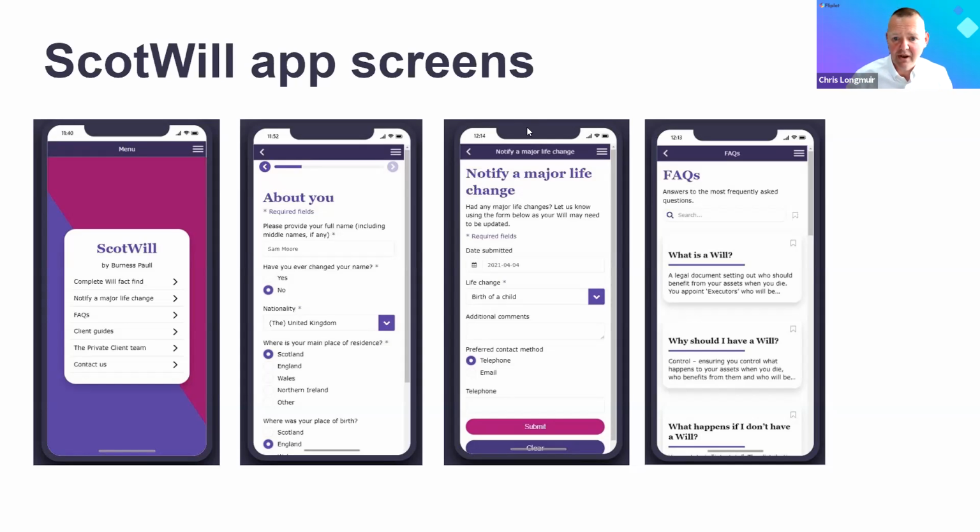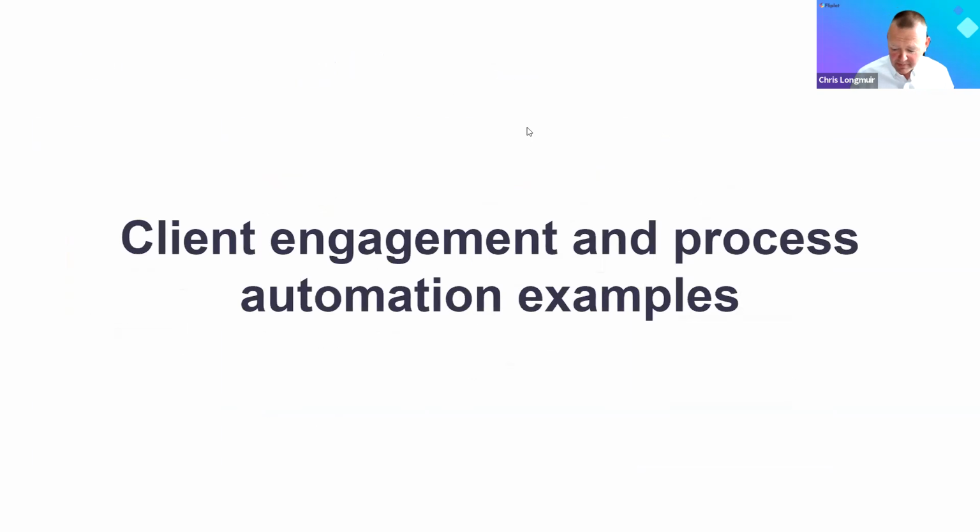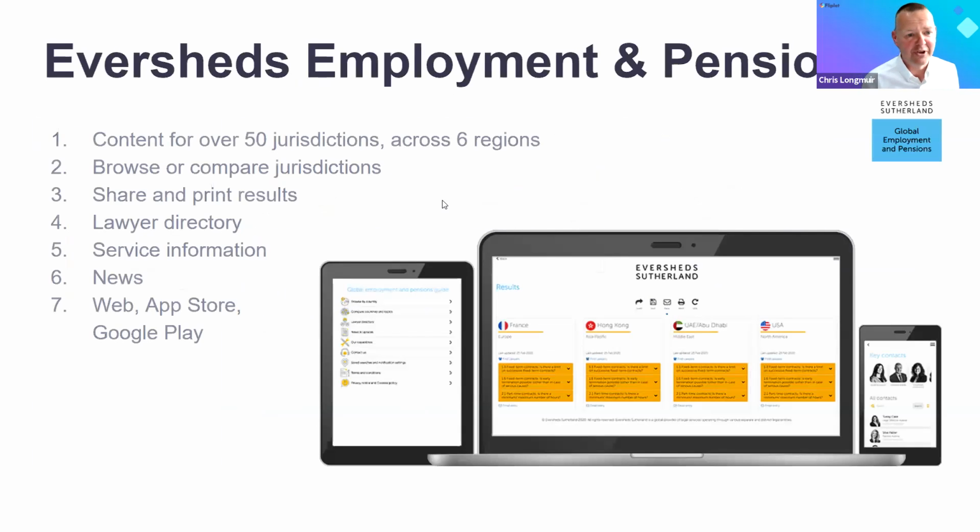Really appreciate that. So that's the Burness Paull case study for now, but we'll come back to Sam in 5 minutes or so. What I wanted to do is just give everybody a few examples of other client engagement and process automation apps that some firms have done with us, and one from our studio. But again, I know Sam's the main pull for today, so I don't want to spend too long doing this. So we'll spend a few minutes doing this, and then we'll move into questions.